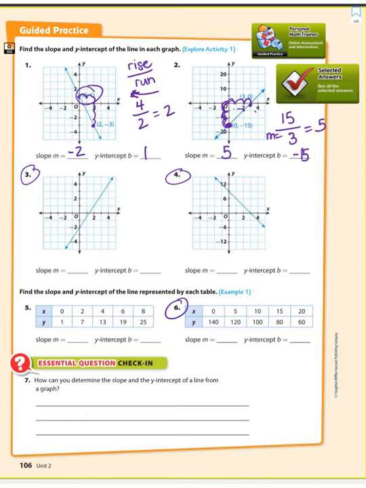So number 5, find the slope and y-intercept of the line represented by each table. So that's just what we did. Oh, look, it's giving us our 0 here. It's giving us our initial value. What was that called? I gotta go back in my notes. Our initial value. It's already giving that to us. So we just have to figure out the difference.